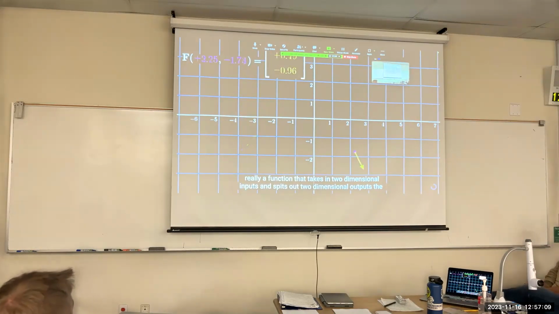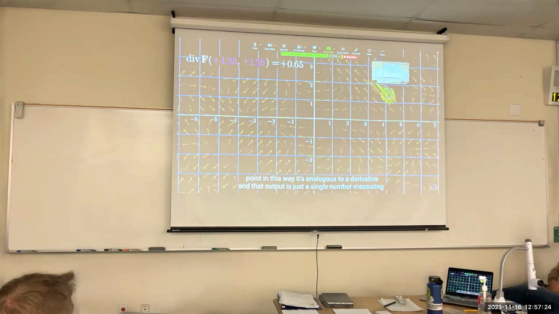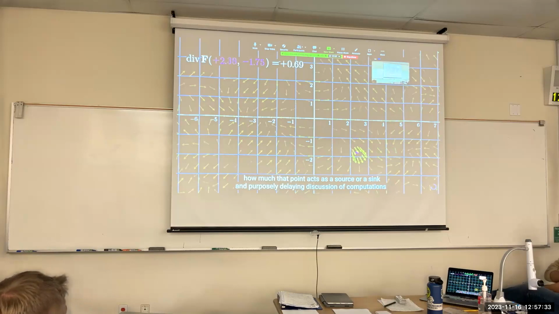The divergence of that vector field gives you a new function, one that takes in a single 2D point as its input, but its output depends on the behavior of the field in a small neighborhood around that point. In this way, it's analogous to a derivative, and that output is just a single number, measuring how much that point acts as a source or a sink. I'm purposefully delaying discussion of computations here. The understanding for what it represents is more important.